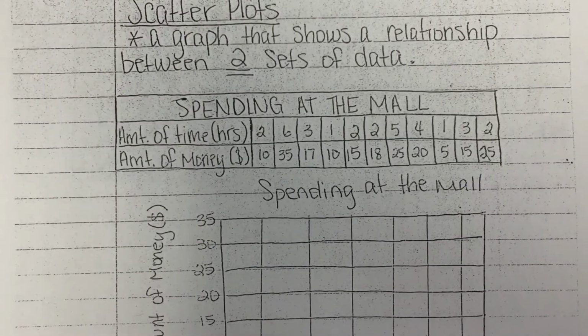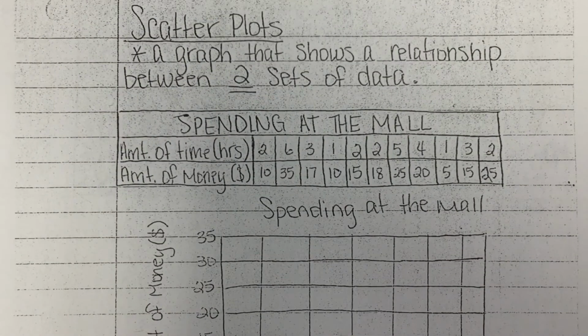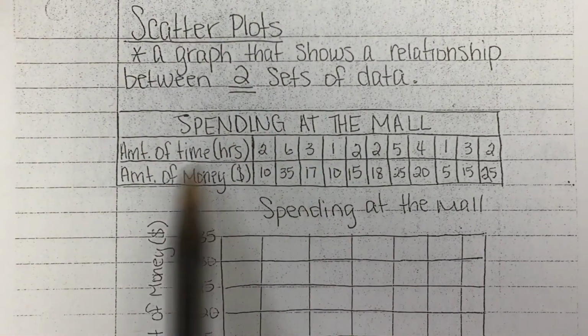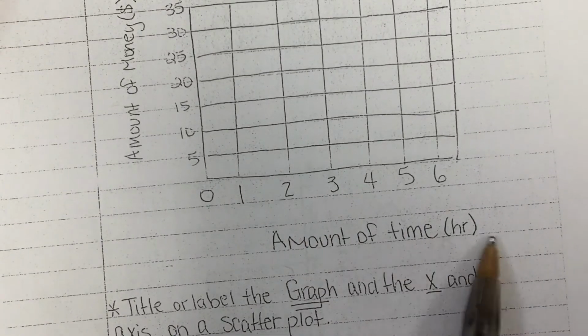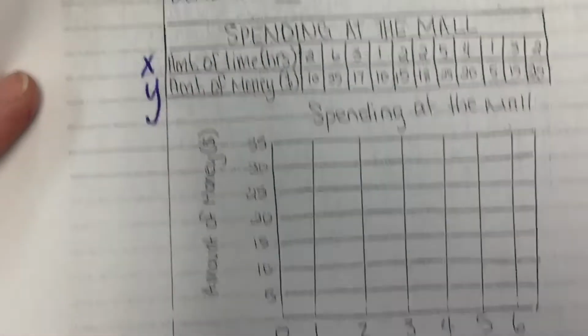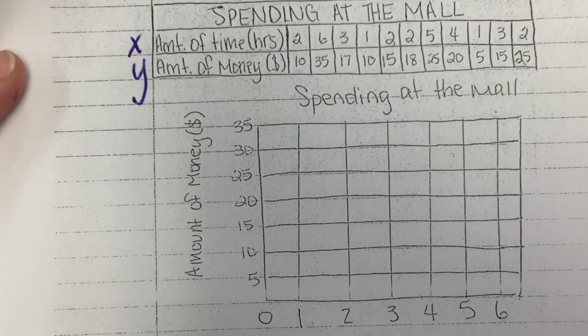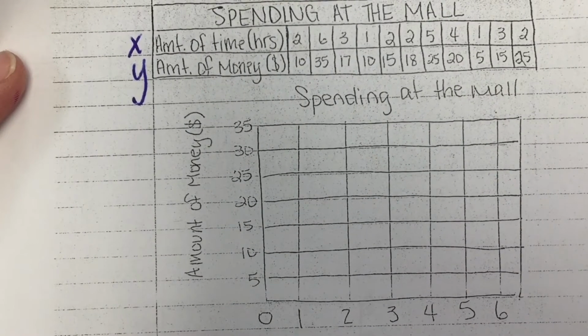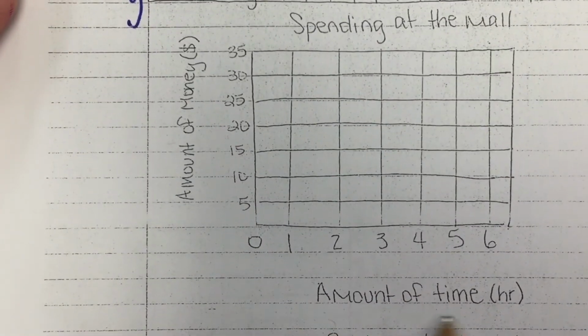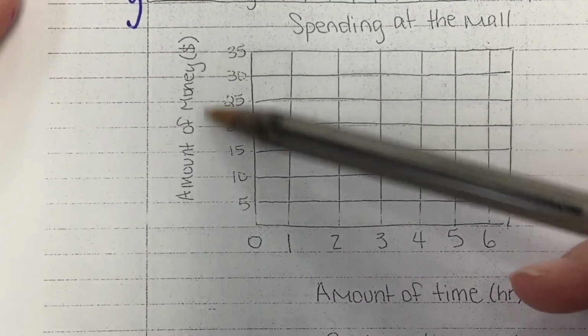All right, and the last data table we're going to talk about is the scatter plot, which you've already done. A graph that shows the relationship between 2 sets of data. So spending at the mall: the amount of time and the amount of money. The amount of time is down here as your X, and the amount of money is your Y. So X and Y. Okay, and then it says title or label the graph and the X and Y axis on the scatter plot. So title is spending at the mall, the X is the amount of time, and the Y is the amount of money spent.